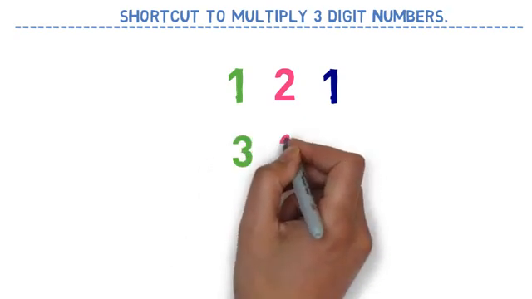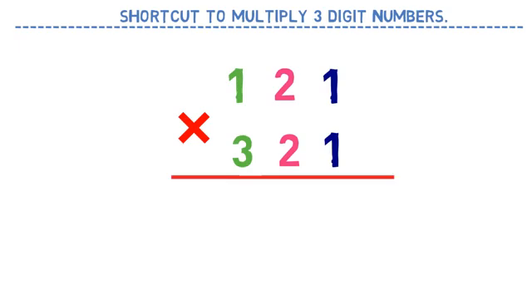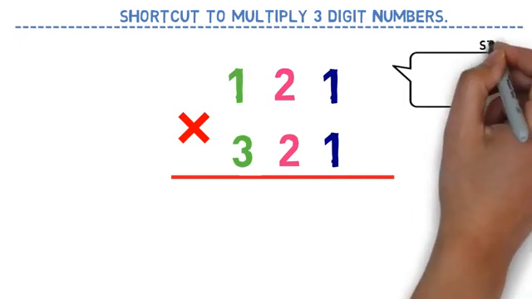To start with, let's consider some simple numbers so that you can understand this easily. Let's say I have the number 121 and I want to multiply this by 321. This is going to be a 5-step process. Don't worry about the steps, because I'm going to explain each and every step and you will never forget this. And I'm pretty sure that you will forget the traditional method by which you used to multiply.